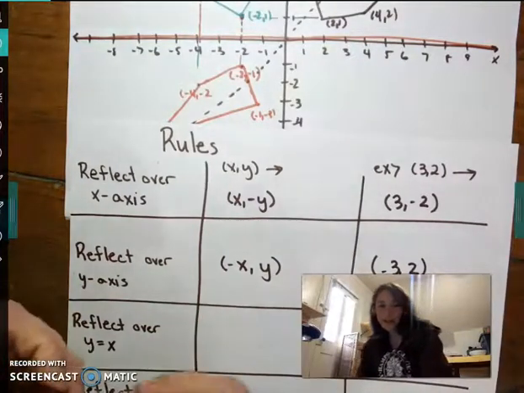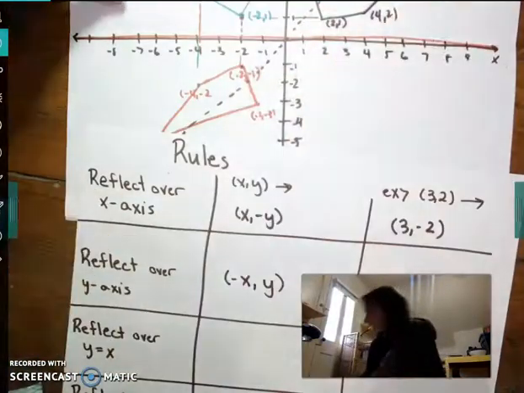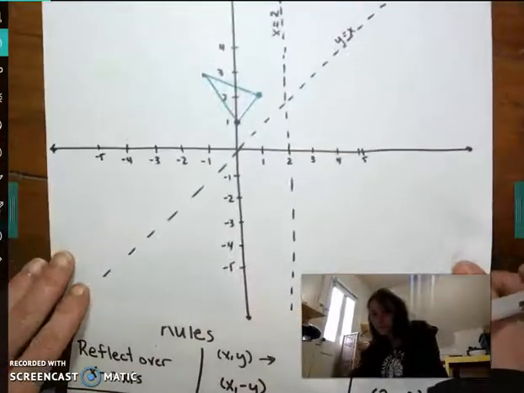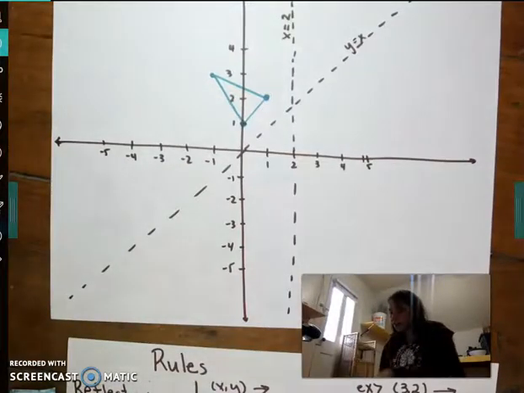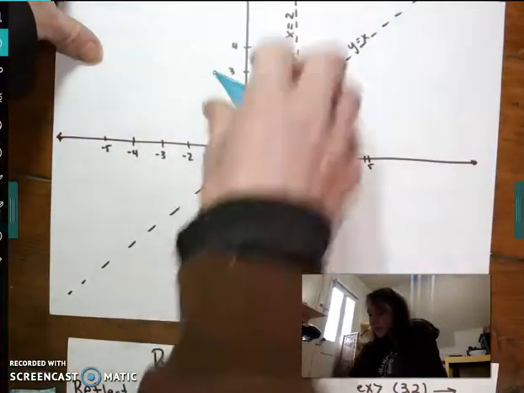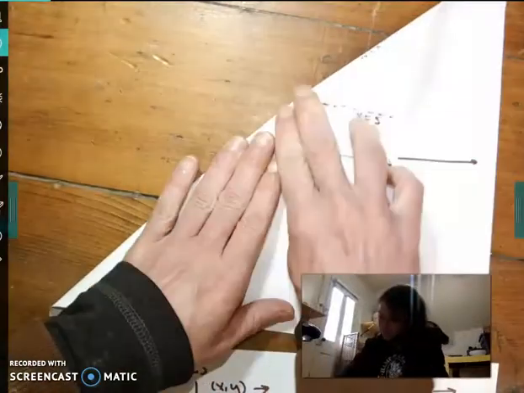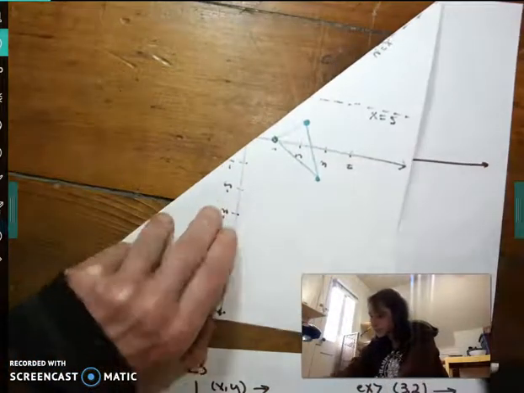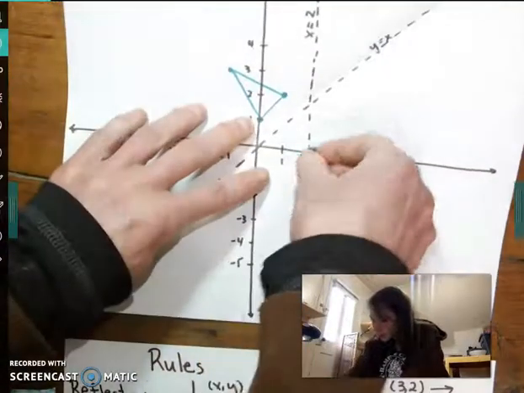Now there's one more that you're going to see, and that is reflection over the line y equals x. So let's get a fresh paper for that one. So here we go. I've got this little triangle, and I want to reflect it over y equals x. So that means that y equals x becomes my mirror. So look. The new triangle is going to be kind of wonky right about here.